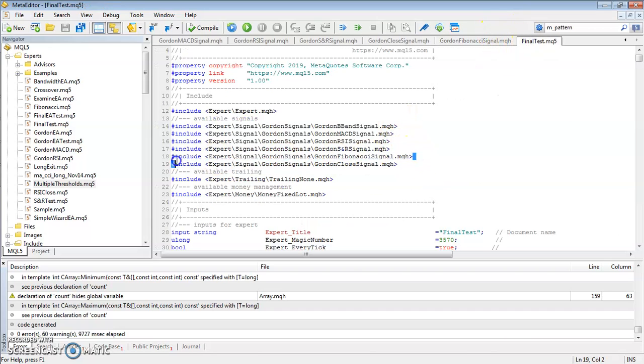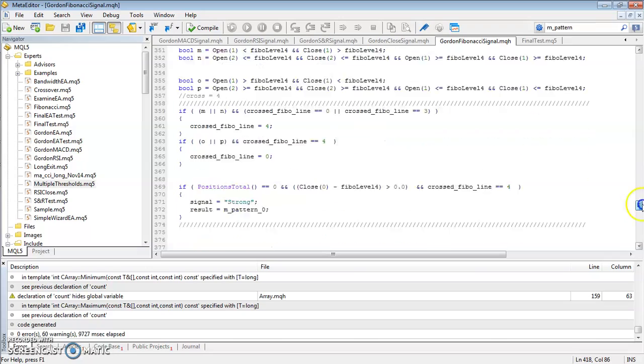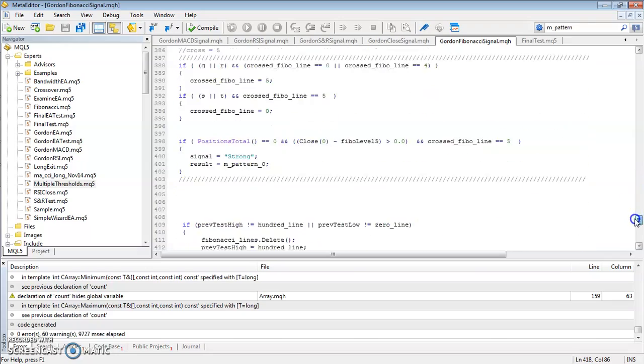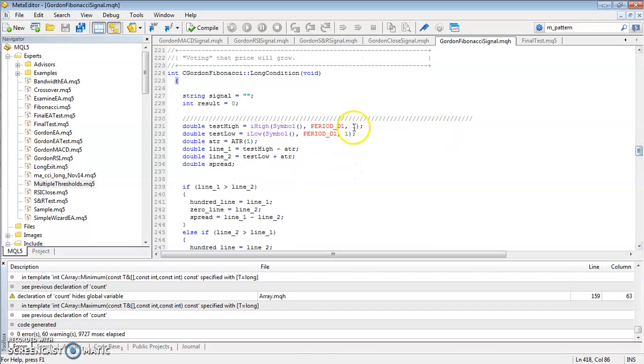Here's the Fibonacci trading module. This is it. So let's see here. Okay, so here we have where we get the high from the previous day, the low from the previous day. We get the ATR from the previous day, the average true range, and then here we do the calculation based on Gordon's support and resistance.